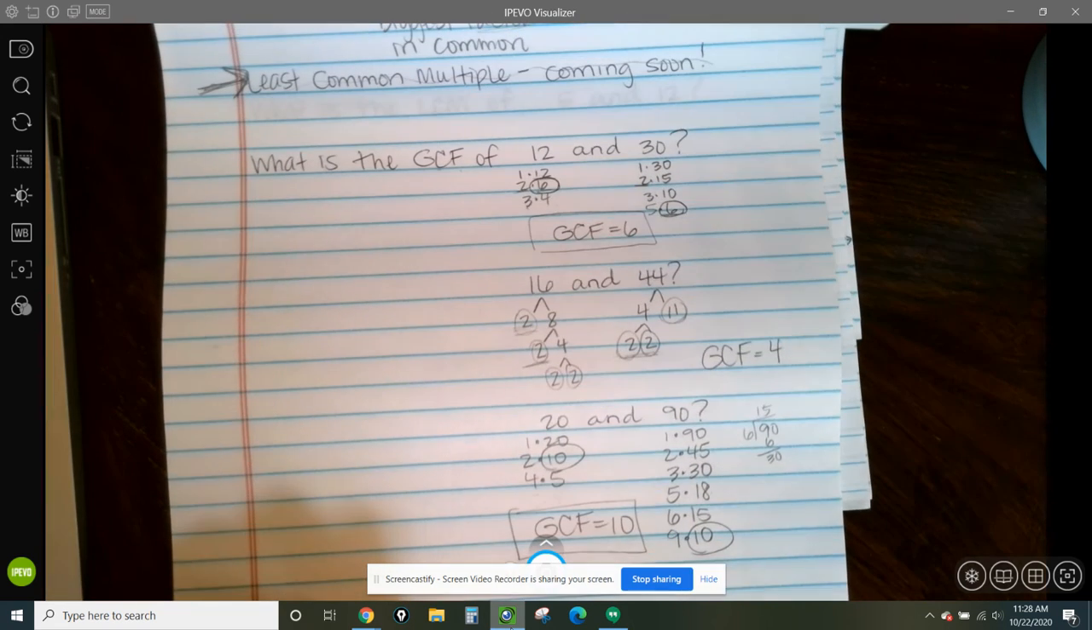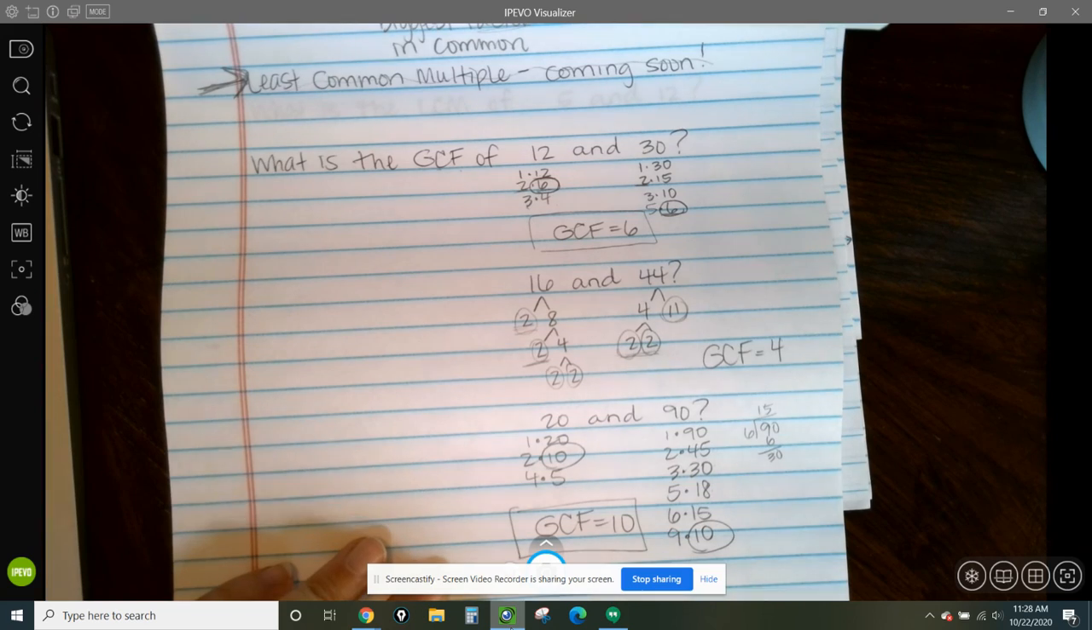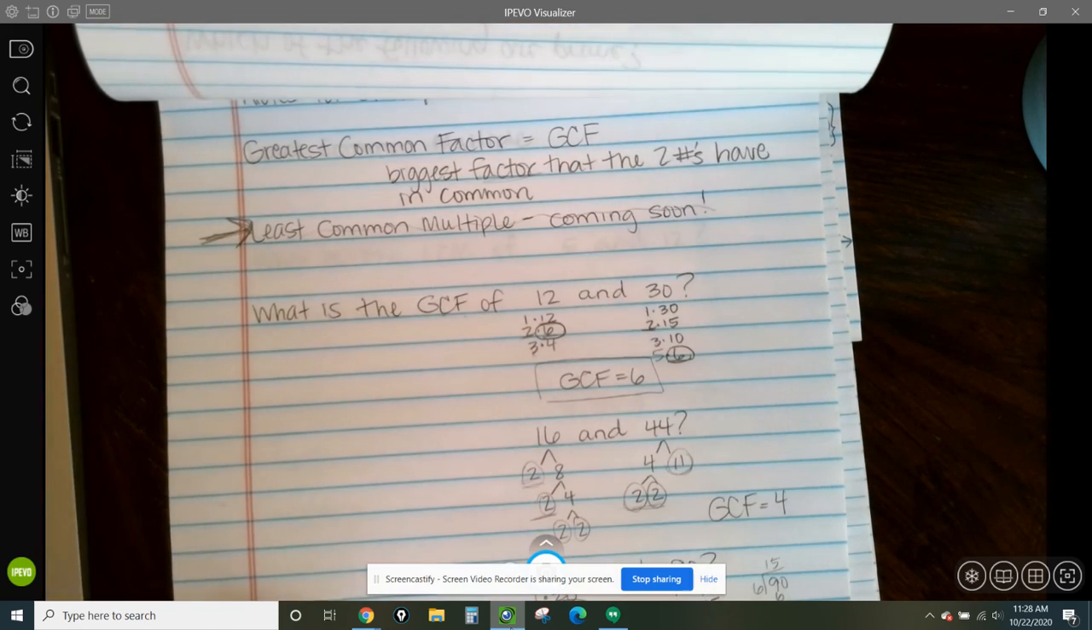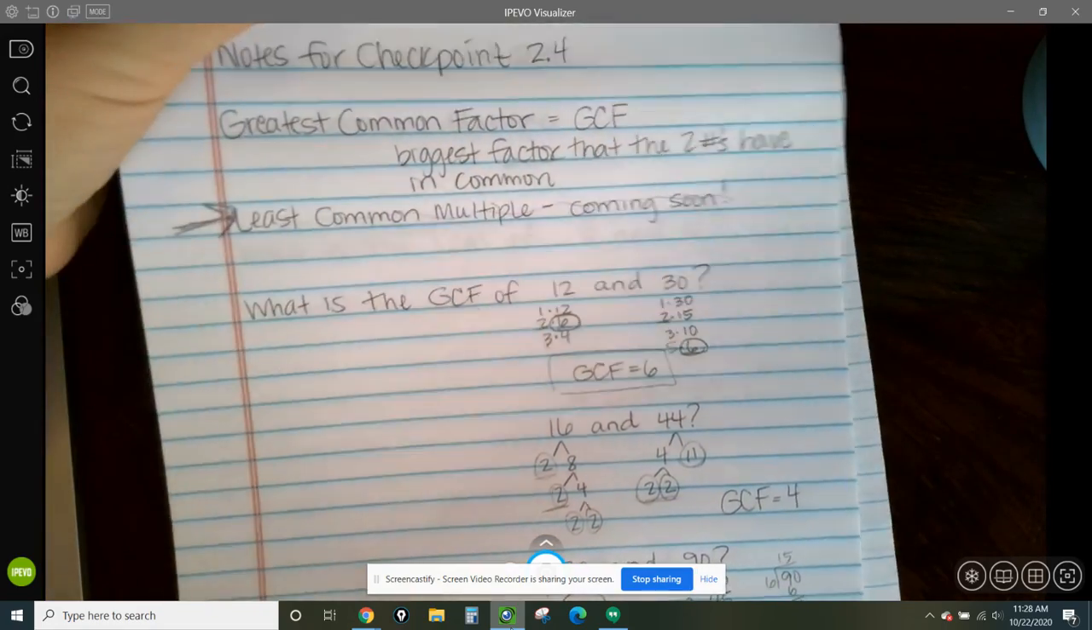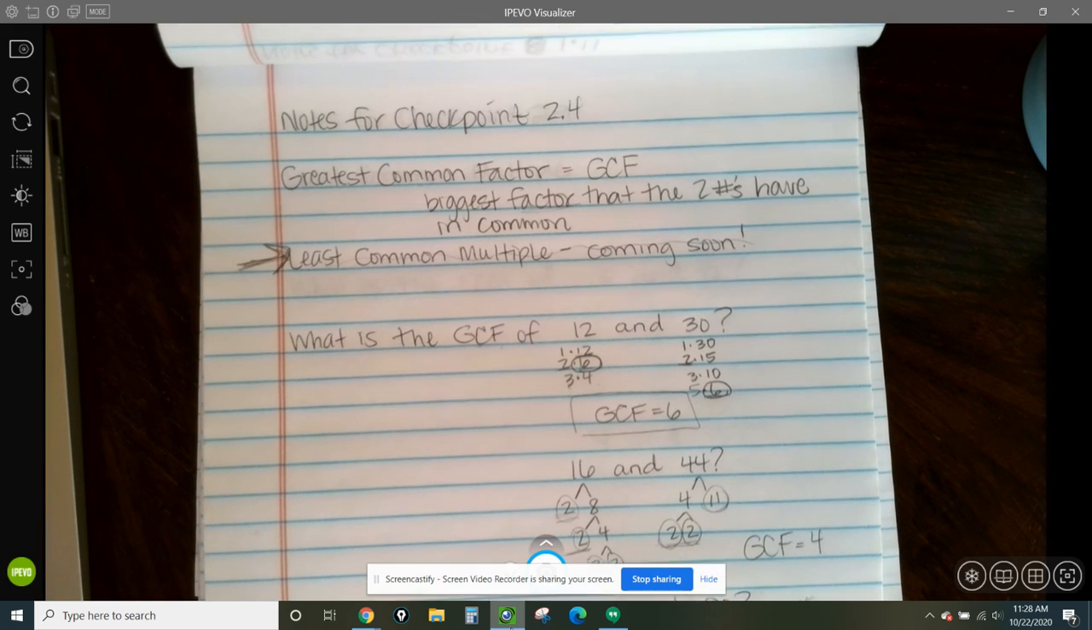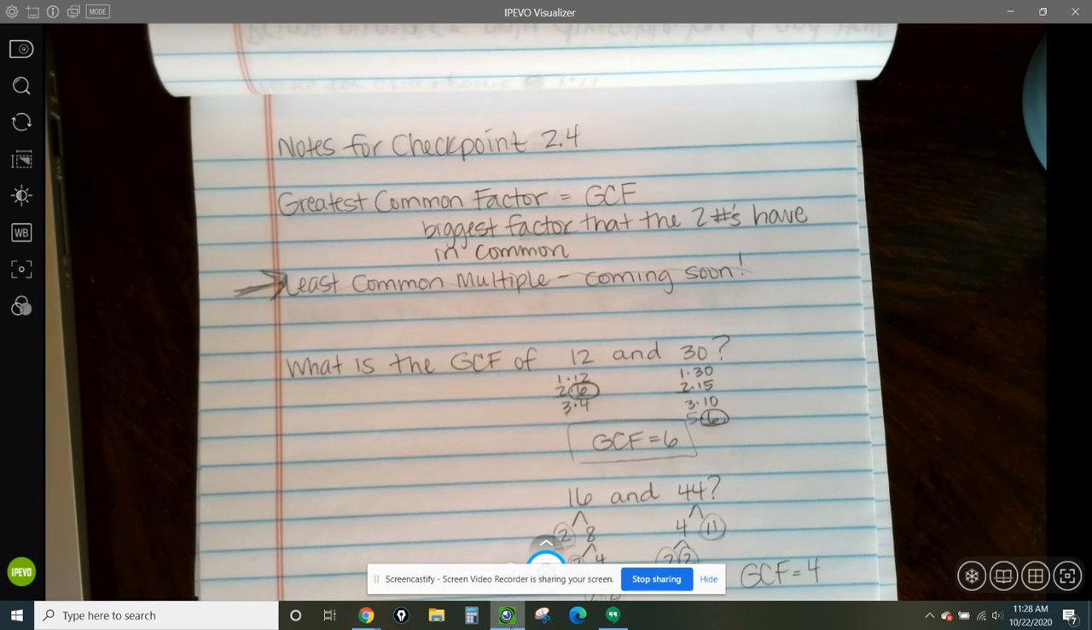Okay, if all of this made sense to you, then you are good to go. Go take your checkpoint right now. If you still have questions on these, you want to see more examples of greatest common factor, send me a text, an email, a call, something. Take a picture of the problem you need help on and ask for another video on it. I'm here to help you if you need it. Otherwise, go take your checkpoint right now.